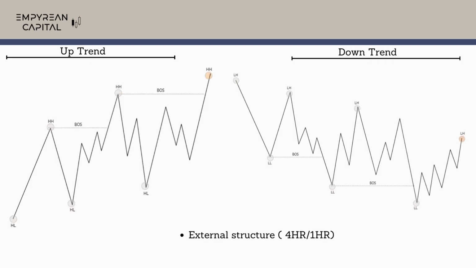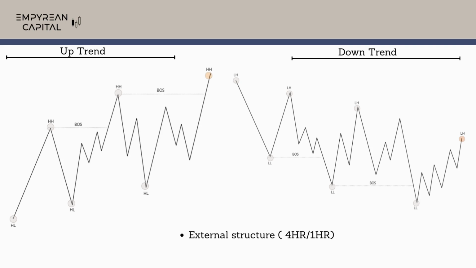So let's imagine that we are in an uptrend or we are in a downtrend, right? And what you're looking at is our external structure. If you didn't know, our external structure is also called our higher time frame structure. And this could be our 4 hour or our 1 hour, but I prefer the 1 hour minimum. Nothing less than the 1 hour should be our external structure.